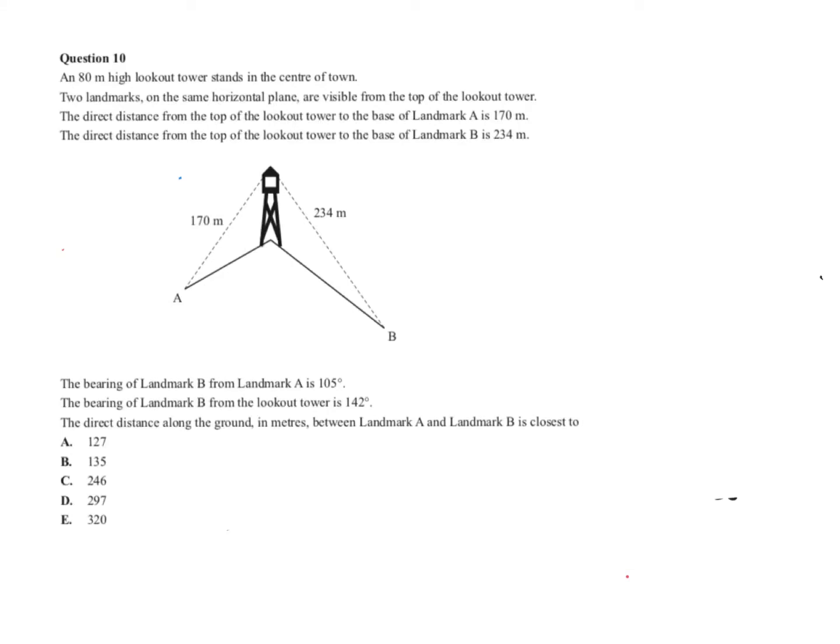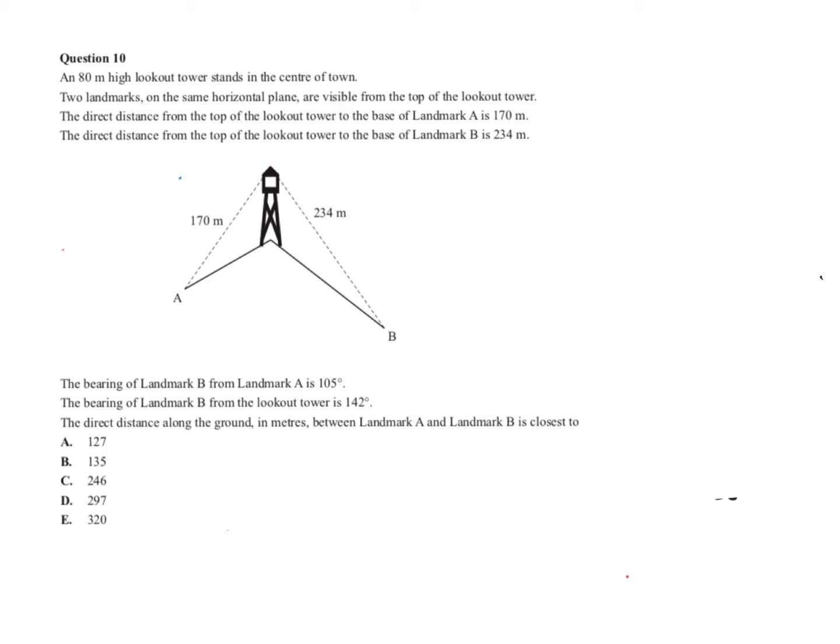Okay, an 80-metre lookout tower stands in the centre of the town. Two landmarks on the same horizontal plane are visible from the top of the lookout tower. The direct distance from the top of the lookout tower to the base of landmark A is 170, and the direct distance from the top of the lookout tower to landmark B is 234.